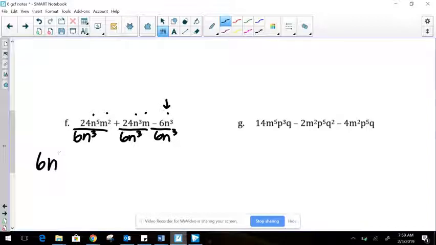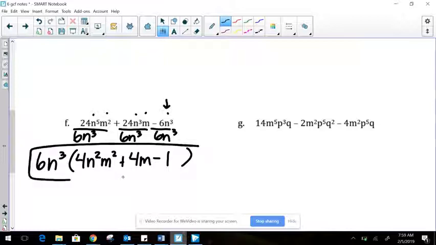All right, so I have 6n cubed. First, I'm going to divide 24 divided by 6 is 4. N to the fifth over n to the third is n squared. And I still have my m squared. And then 24 divided by 6 is another 4. My n's cancel this time. I just have an m. And then negative 6 over 6 is minus 1. The n cubes cancel. Check the parentheses part. Make sure there's nothing common in all 3 of them, and then you know you're done.